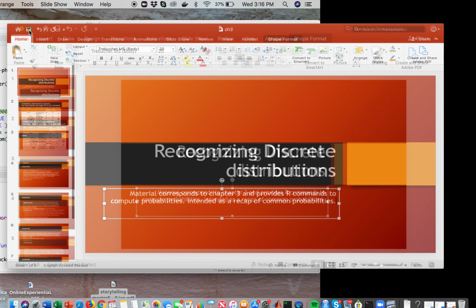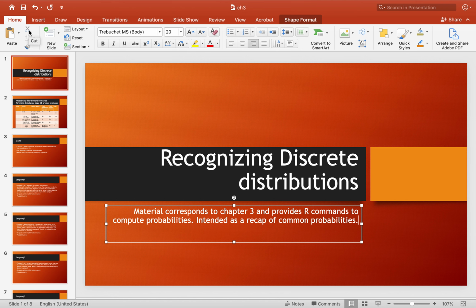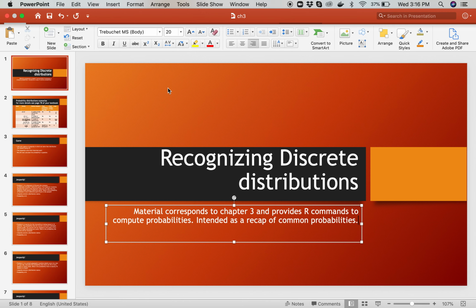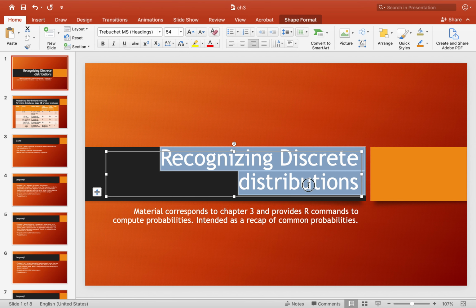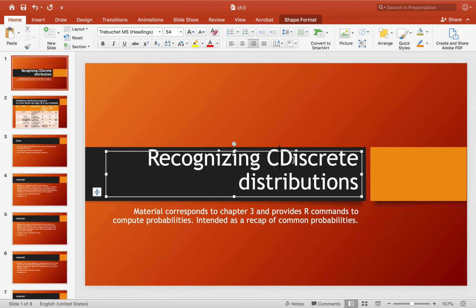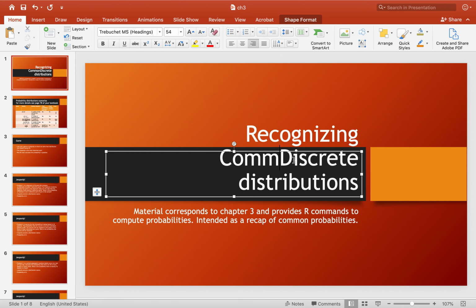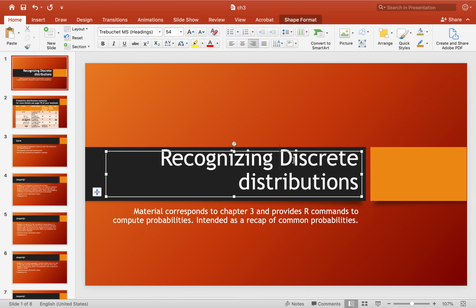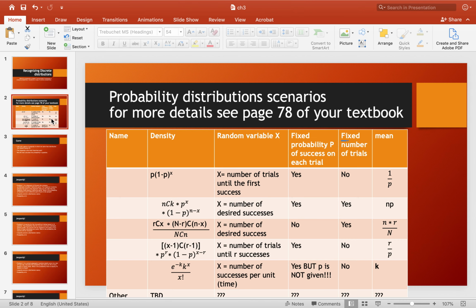Welcome to my lecture on basically a recap of Chapter 3, but the main point of this is to recognize common discrete distributions. So perhaps I should put on this word. Well, then it goes off the screen, so I'll keep it as it is. But I'm going to quickly discuss the distributions.